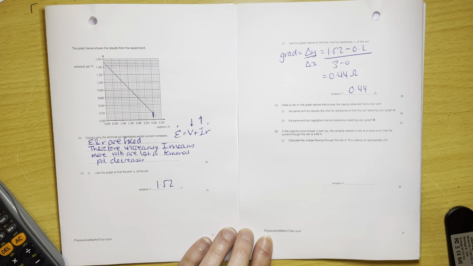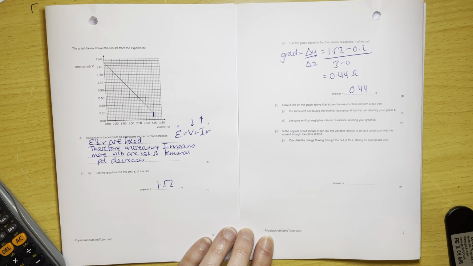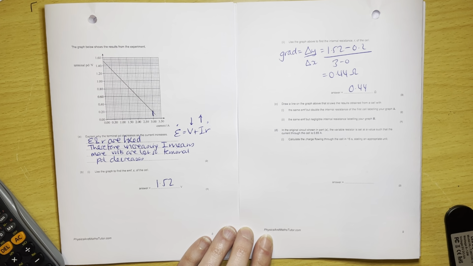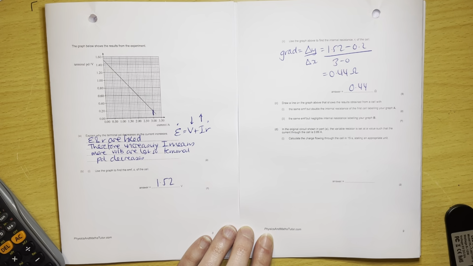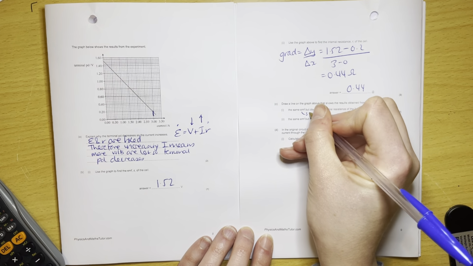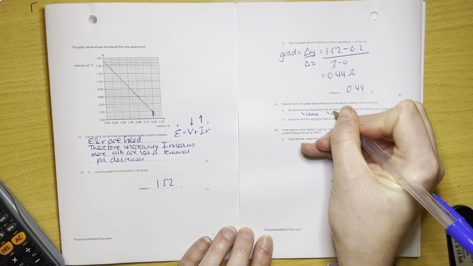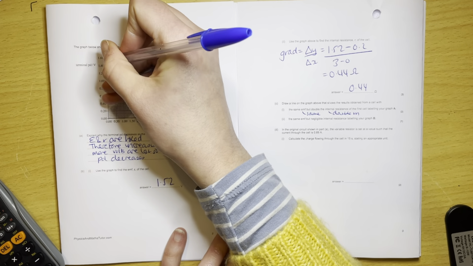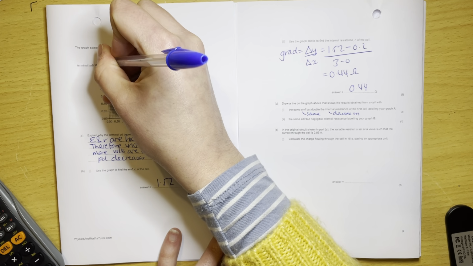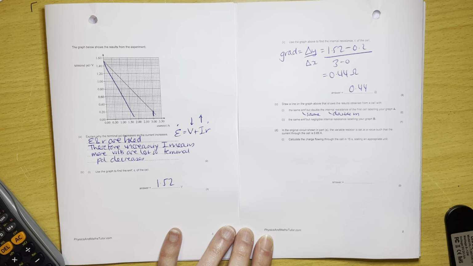Right, draw a line on the same graph that shows the same EMF, but double the internal resistance of the first cell, labelling your graph A. Now, if we know that EMF is the y-intercept and gradient is minus r, I need to have the same y-intercept and double the gradient. So it's going to be twice as steep. So it's going to look something like this. Okay.